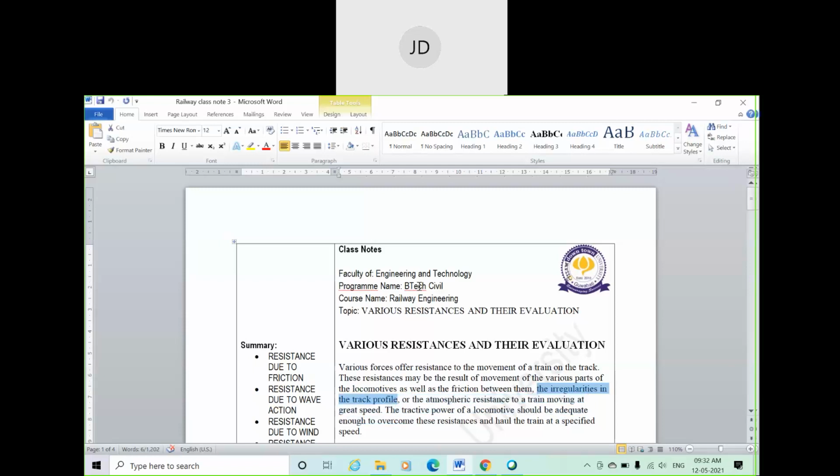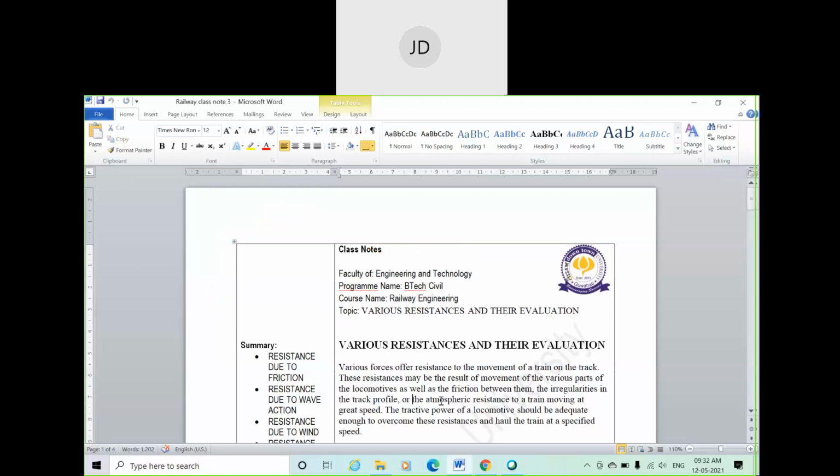Irregularities means somehow tracks are in a curved way. Somewhere in a hilly area you have to go up, and downhill you have to go down. That means there is no one uniform track profile; there are irregularities of the profile. So while moving through the track, some resistance force may occur, which resists the tractive force, or you can say the force of movement of the train.